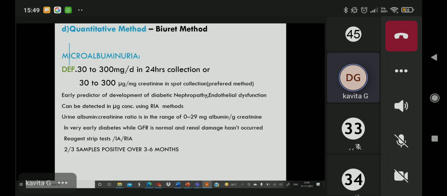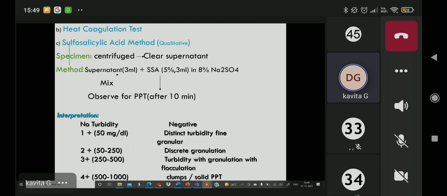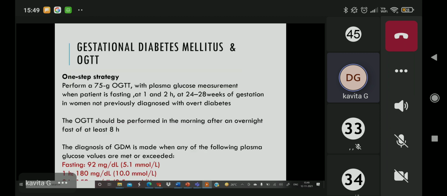When the GFR is normal and renal damage hasn't happened, you get this, which means the kidney has started being affected by diabetes. It is more significant when you have 2 or 3 samples that have been positive over the last 3 to 6 months. So you have to keep on following the patient. The heat coagulation test, we all know about this for urine.